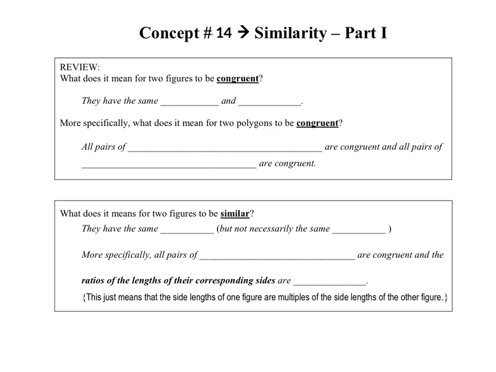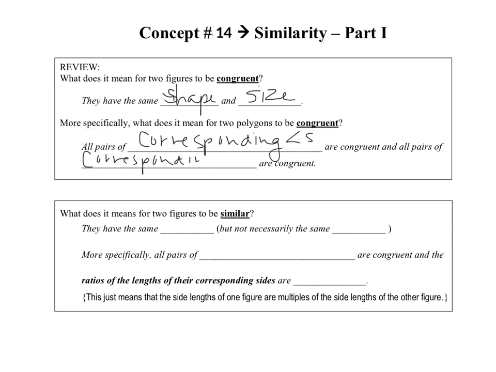Figures that are congruent have the same shape and the same size. More specifically, if we talk about two polygons that are congruent, like two congruent hexagons or two congruent triangles, all pairs of corresponding angles are congruent, and all pairs of corresponding sides are also congruent.